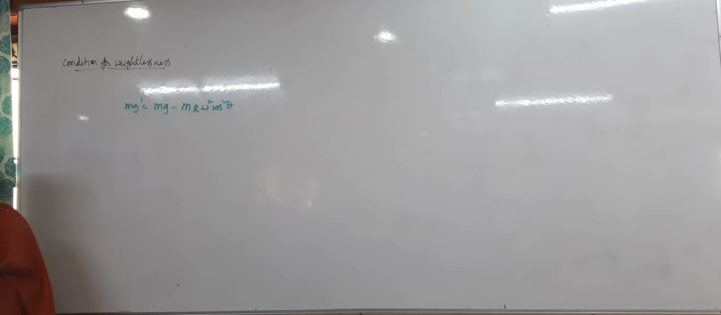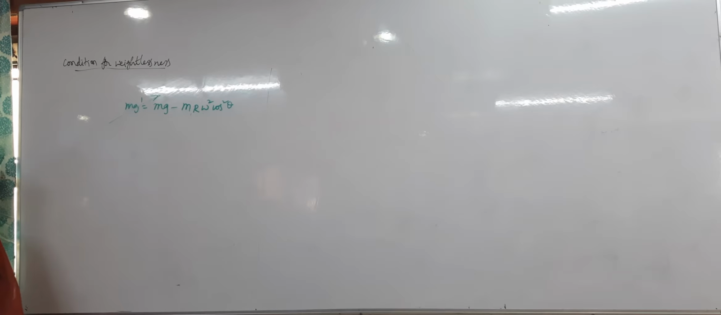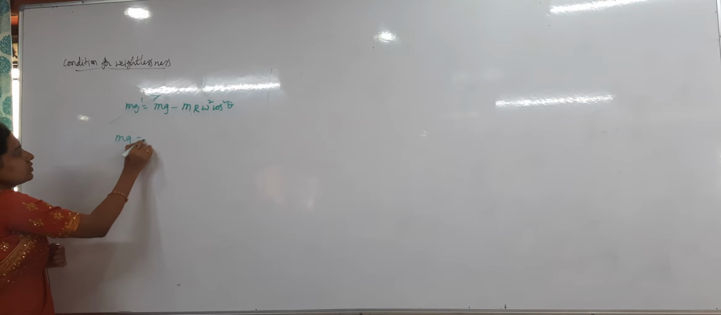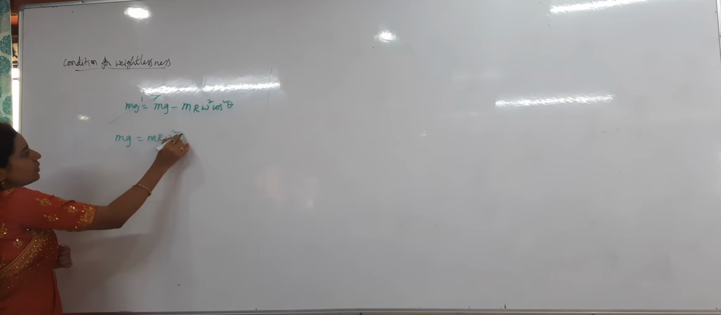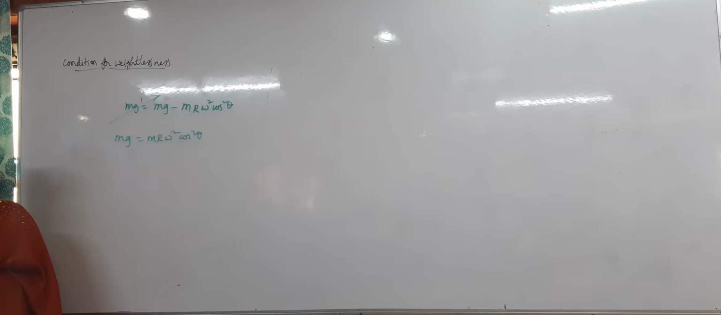I said weightlessness. Weightlessness is when which will be 0? mg dash is 0, not mg. mg is the original weight. Who is giving the apparent weight? We are feeling. Weightlessness is nothing but feeling that we do not have any weight. Feeling means appearing. So apparent weight is 0. Then mg is equal to m r omega square cos square theta. From this you have to derive the value of omega.